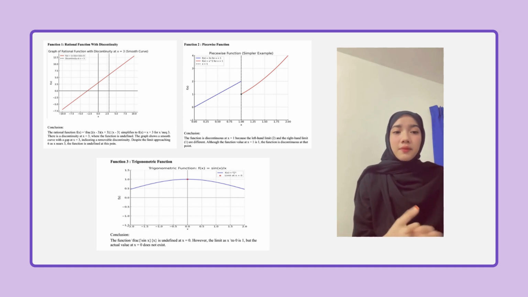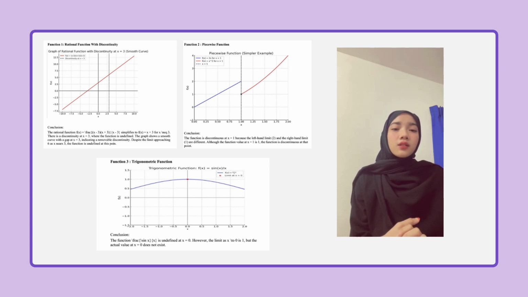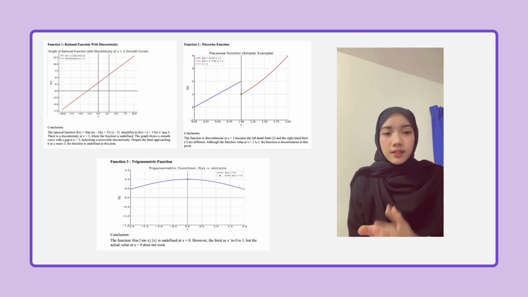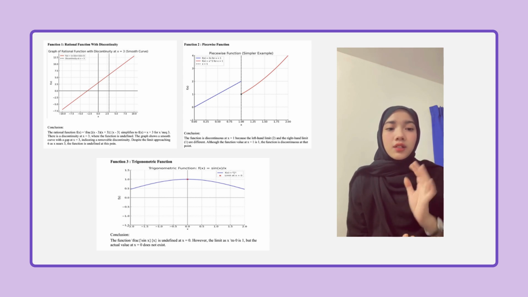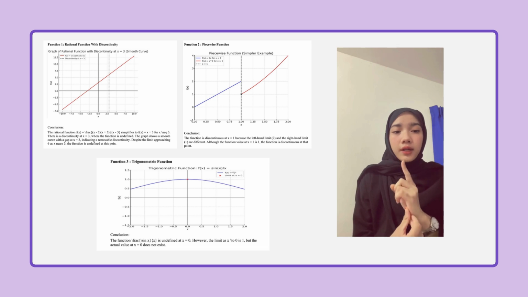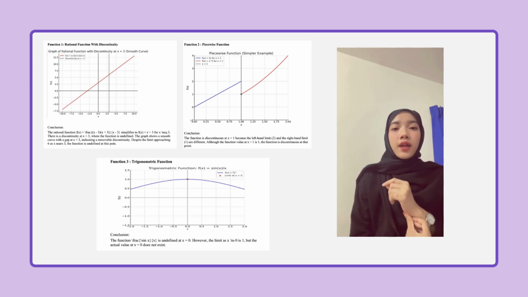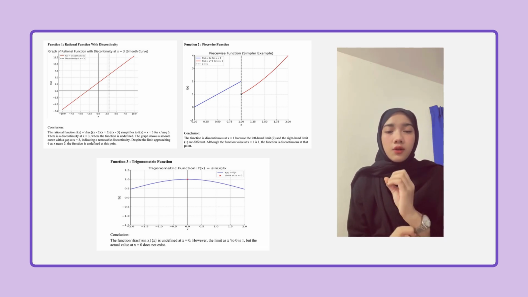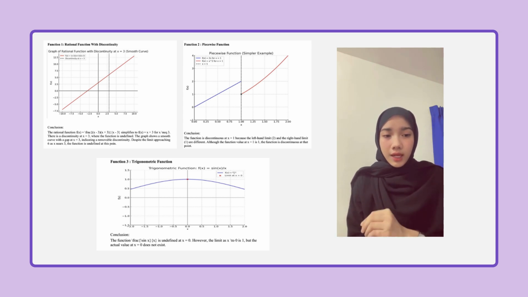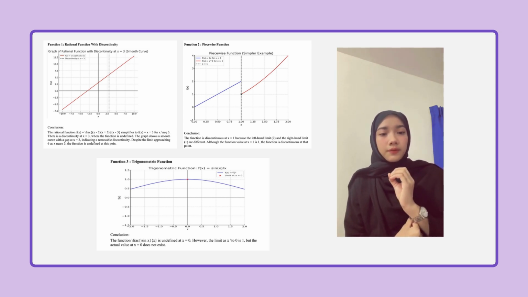Finally, we examine the function f of x equal sin x over x. This function is undefined at x equals 0. However, the limit of f of x as x approaches 0 is 1. Despite the limit approaching 1, the actual function value at x equals 0 does not exist. Therefore, there is a discontinuity at x equals 0.